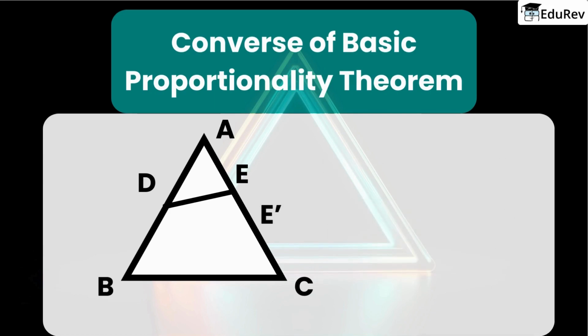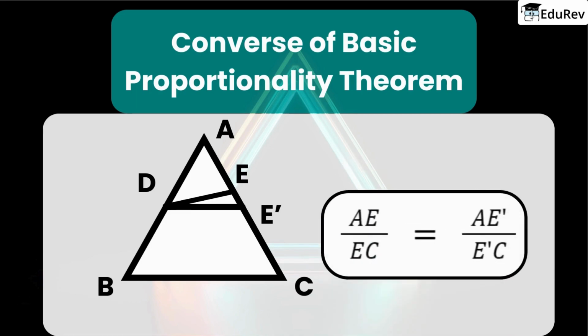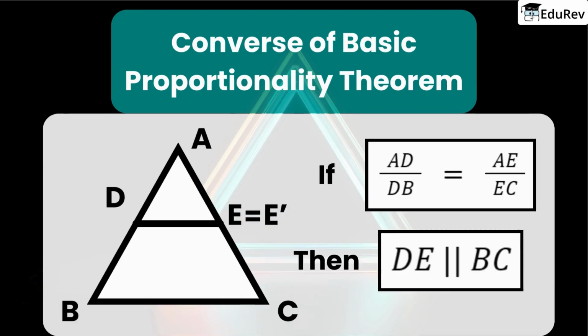If DE is not parallel to BC, draw a line DE dash parallel to BC. So, AD upon DB equals AE dash upon E dash C. Therefore, AE upon EC equals AE dash upon E dash C. But this is only possible when both of these points coincide. Hence, if AD upon DB equals AE upon EC is true, then line DE is parallel to BC.